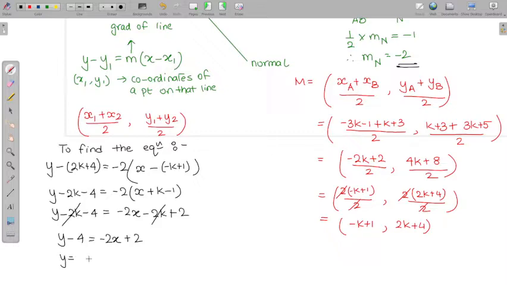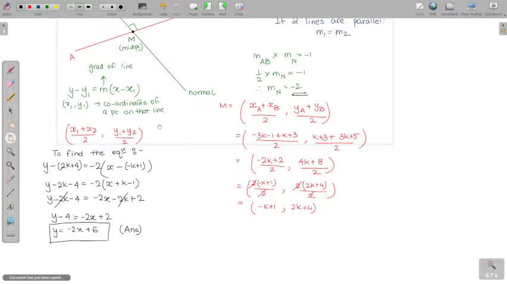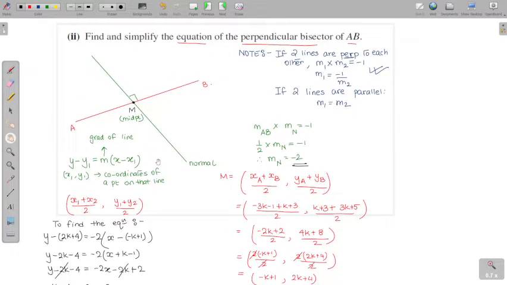So this will be minus 2x. If I take this minus 4 to the right hand side, so minus 2 minus 4, plus 2 plus 4 should give me 6. So your final answer will be y equals minus 2x plus 6. This is the equation of the perpendicular bisector that you have to find out. So this is the entire working for question part 2. I hope this was clear.